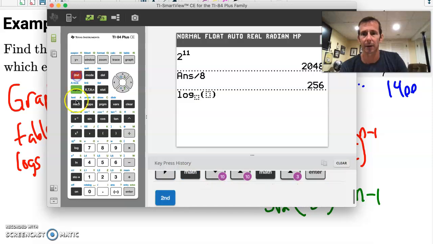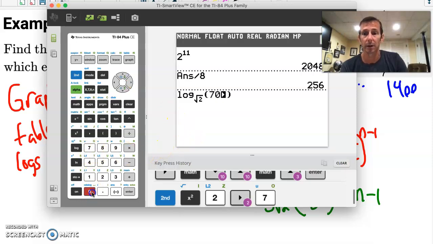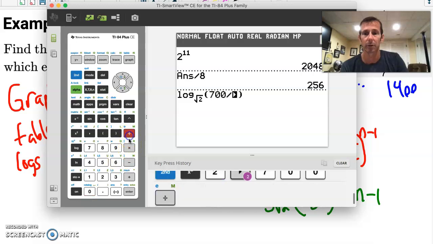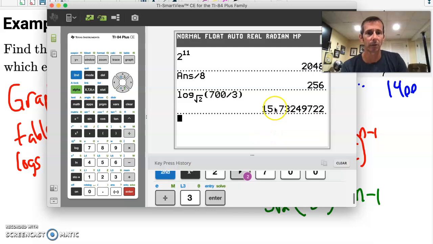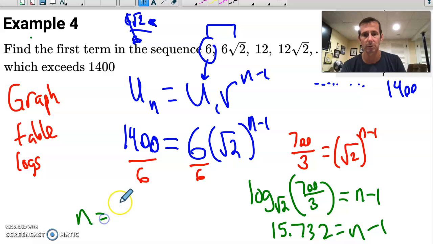So I've got a whole bunch of functions to do here. Square root of 2, and inside of the log, if I remember correctly, was 700 divided by 3. I don't want to put decimals in there because it's going to round my answer. And that equals 15.732. So this whole mess over here was 15.732 equals n minus 1. If I add 1 to both sides, I would get n equals 16.732.